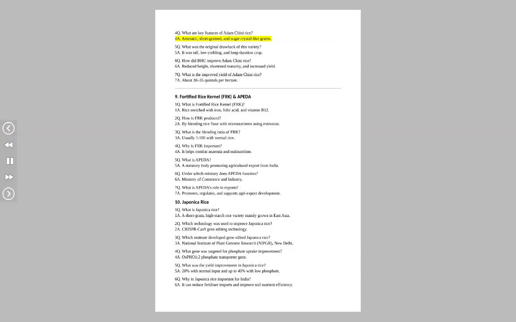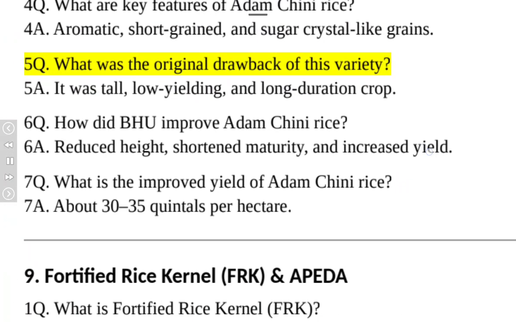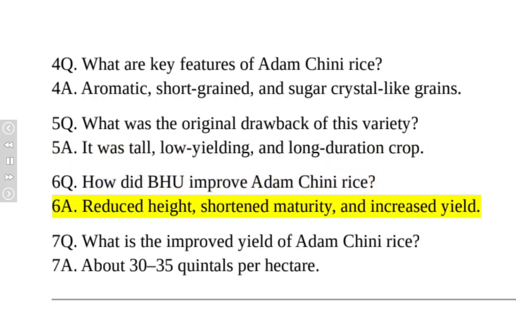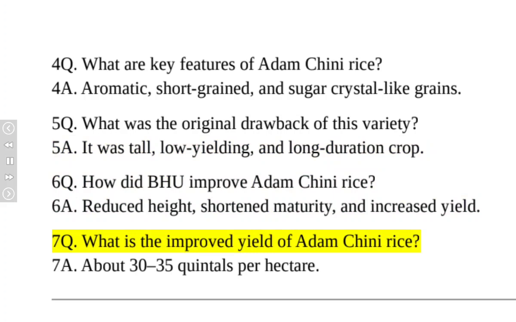4Q. What are key features of Adam Chini rice? 4A. Aromatic, short-grained, and sugar crystal-like grains. 5Q. What was the original drawback of this variety? 5A. It was a tall, low-yielding, and long-duration crop. 6Q. How did BHU improve Adam Chini rice? 6A. Reduced height, shortened maturity, and increased yield. 7Q. What is the improved yield of Adam Chini rice? 7A. About 30 to 35 quintals per hectare.